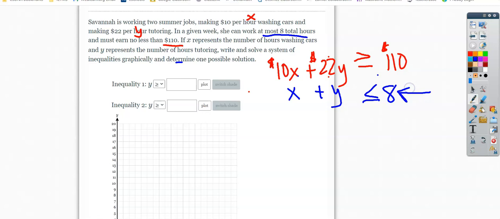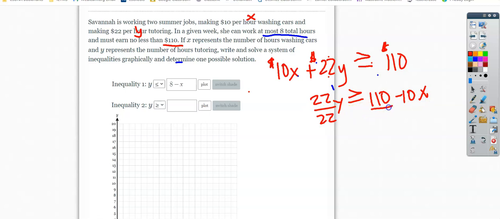I'm going to manipulate my blue sentence first because it's the easiest. And that would be that y is less than or equal to 8 minus x. So that's my first one. And my second one, when I manipulate it, is going to be 22y is greater than or equal to 110 minus 10x. And then I'm going to divide everything by 22.